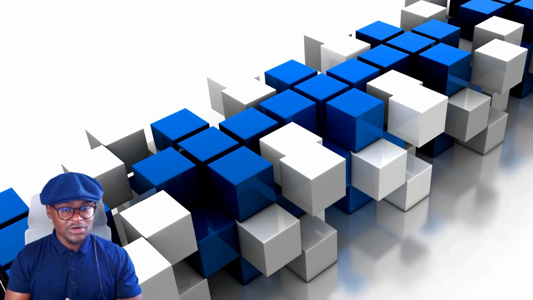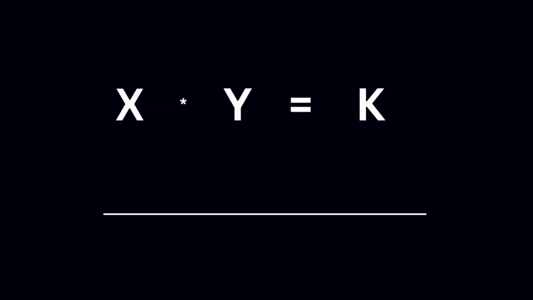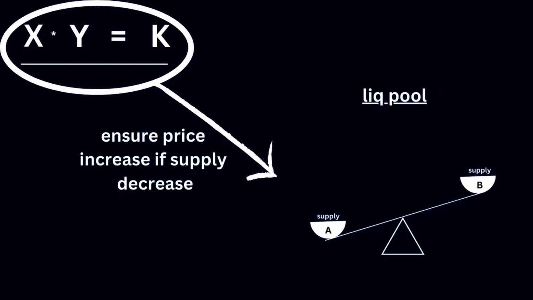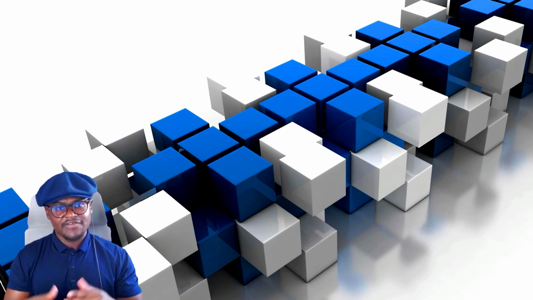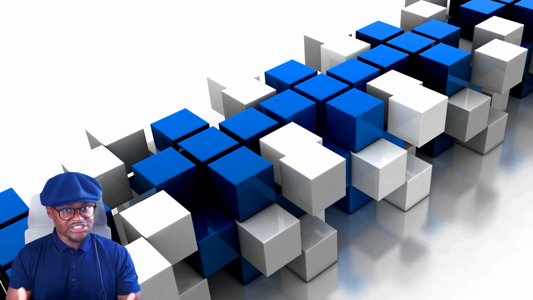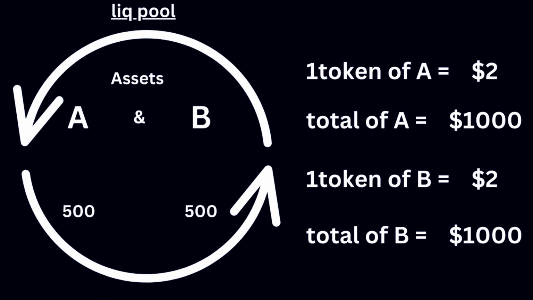Most AMMs use the constant product automated market maker formula, which is X times Y equals K. X and Y being the quantities of the assets, not the value, and K being the constant. The formula ensures that the value of a token in a liquidity pool increases as its supply in that pool decreases. For example, say you have a pool of two assets, A and B, 500 tokens of A and 500 tokens of B. Say the value of one token of asset A is $2. Therefore, the total value of asset A tokens is $1,000, because, well, one token is $2 and we have 500 tokens. Assume that this is also true for asset B.